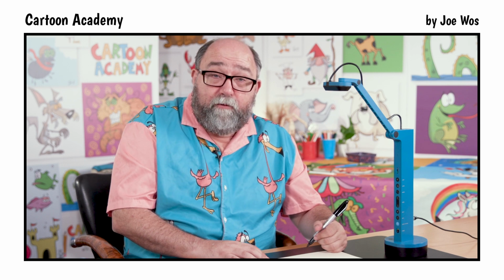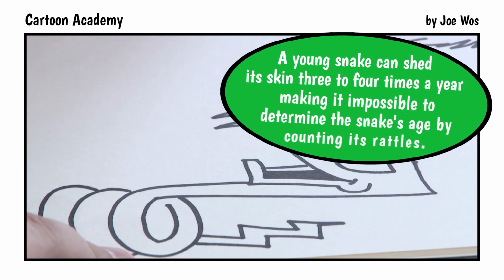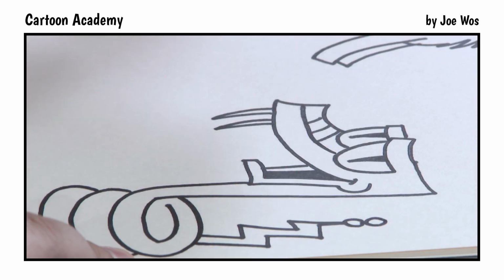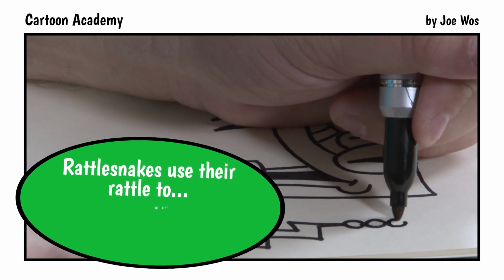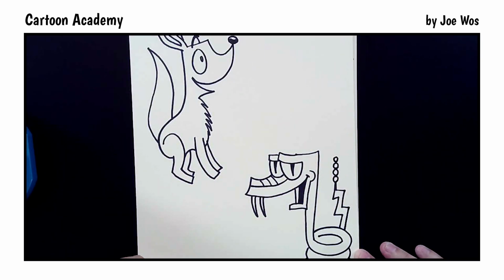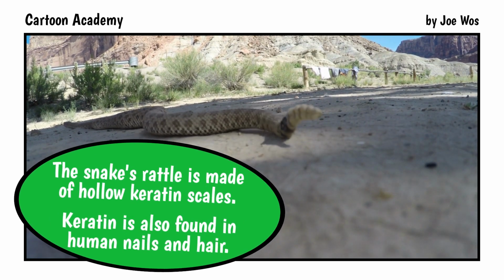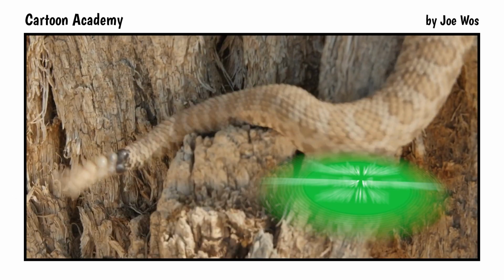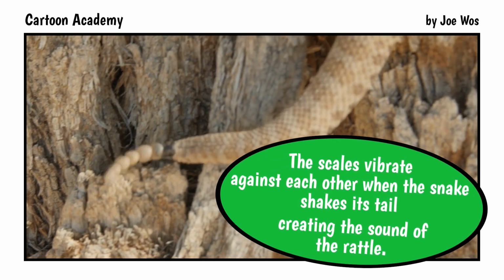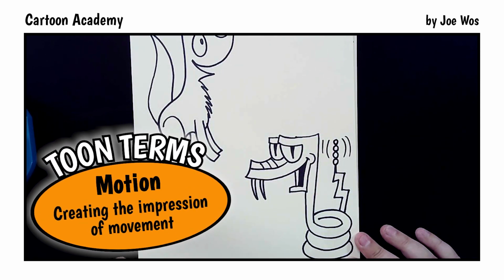Now we're going to add the rattle. Every time a rattlesnake sheds its skin, it adds another rattle. So we're going to add 1, 2, 3, and 4. Let's add a couple motion lines. That shows that the rattle is moving.